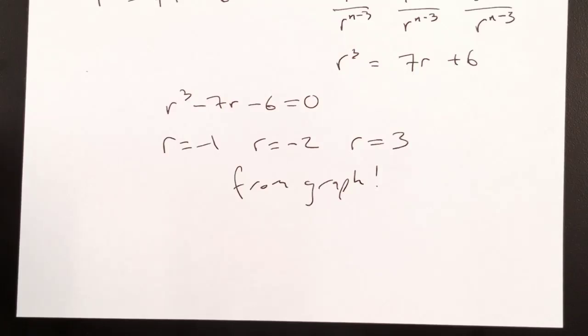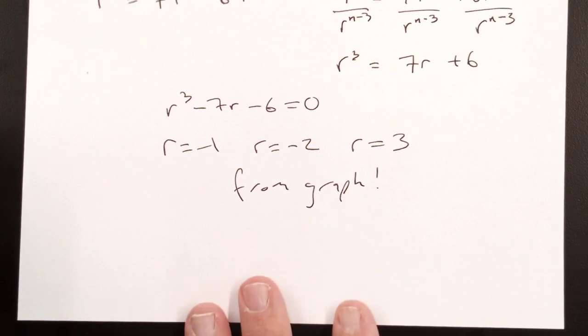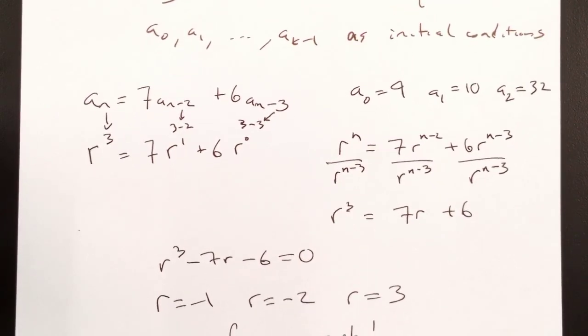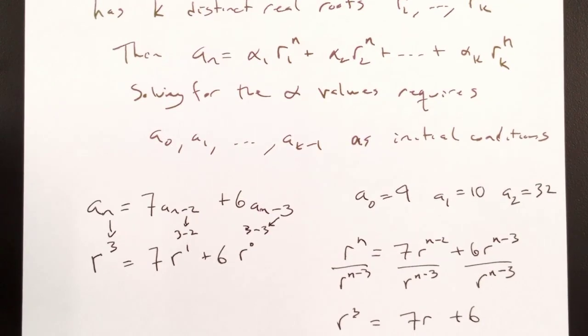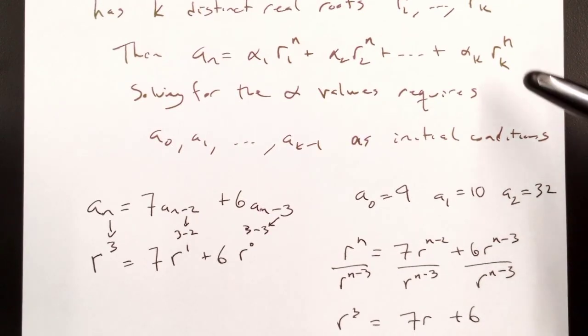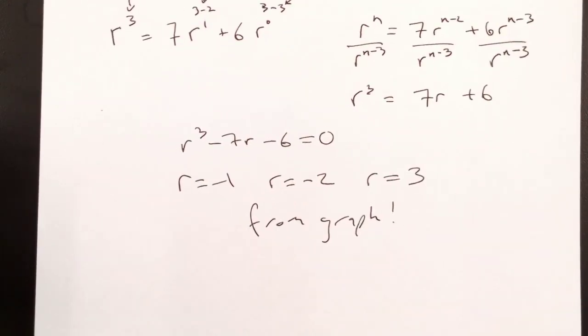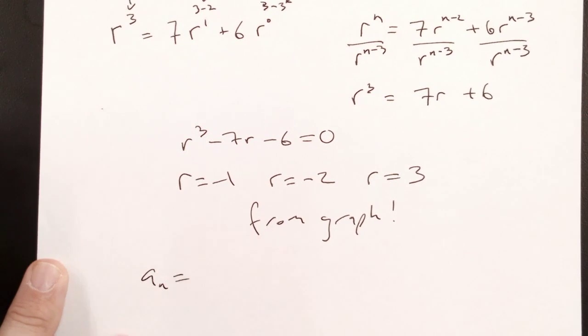Okay. How do I get from here to the finish line? What does my solution look like now that I know my roots? My solution looks like that form right there. AN equals. Now it's going to be up to you, depending on what order you put these in, as to what number you get for alpha 1, for alpha 2, and for alpha 3.